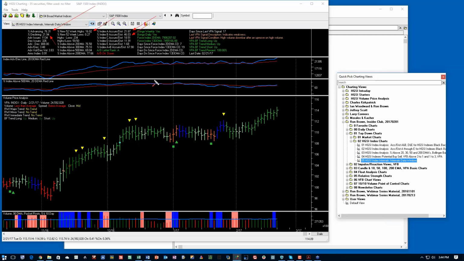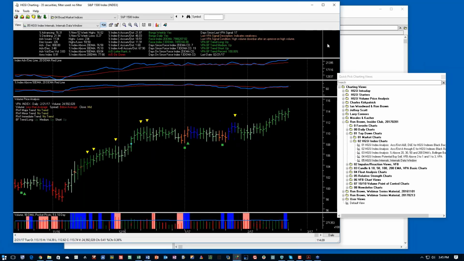The only divergence I see today really is a lack of confirming volume to the upside. So the market's still bullish, but you really need to be cautious, and that's why you have to control risk. Risk control is paramount.